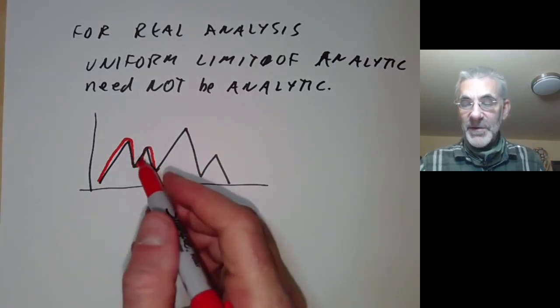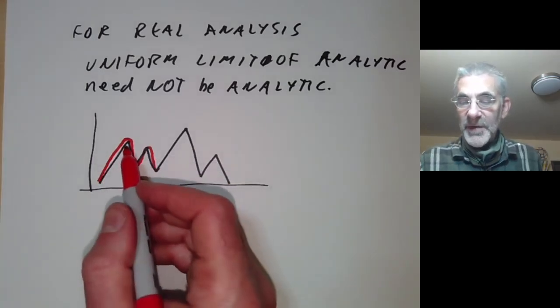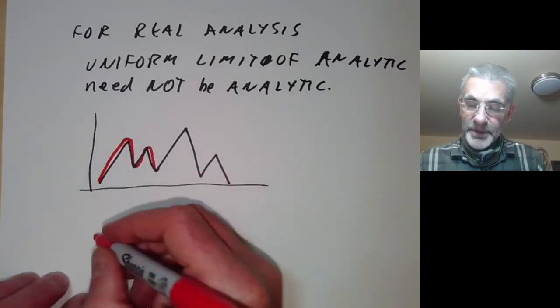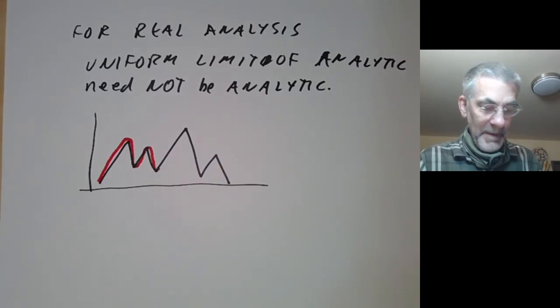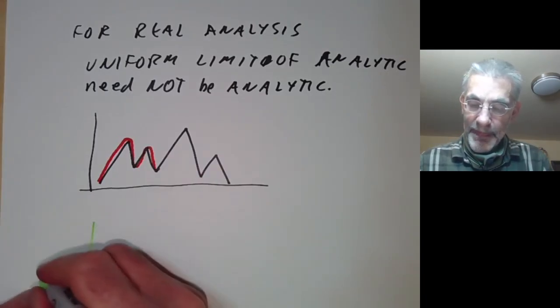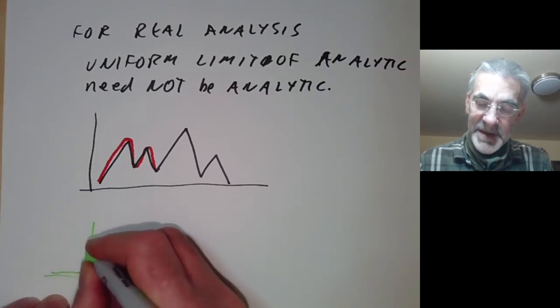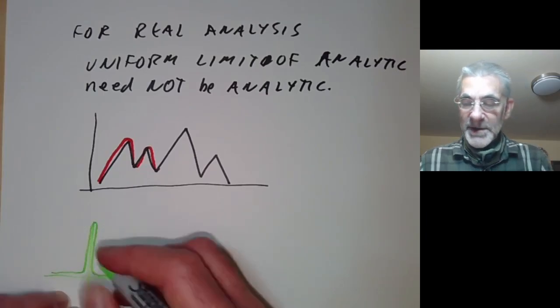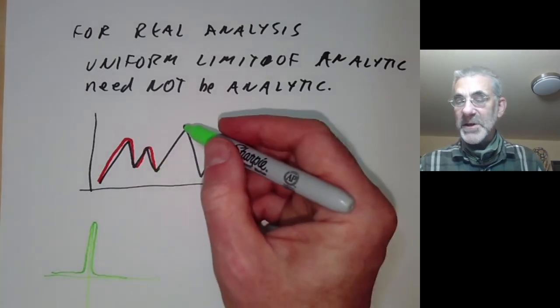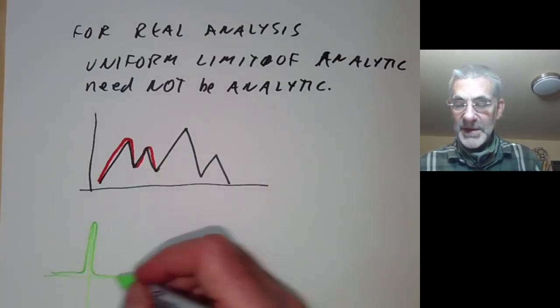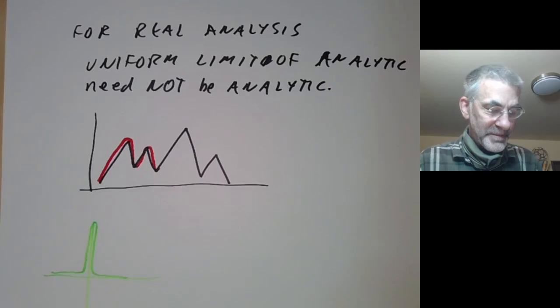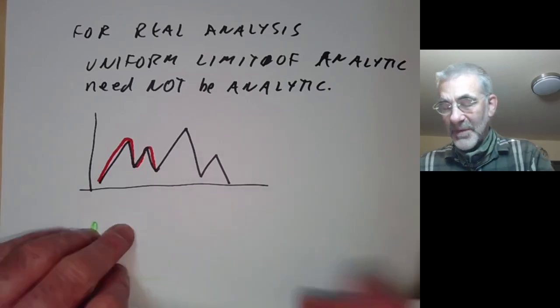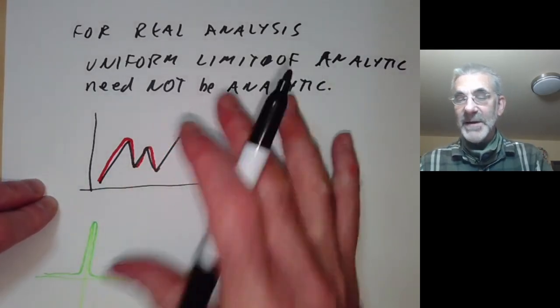There are several ways of doing this. One of them is to take the convolution with some sort of function that's very smooth but looks like this. So taking a convolution just means we smooth out our function according to some smooth function like that. So the fact that uniform limits of analytic functions are analytic for complex variables is not at all trivial, because it's actually false for real variables.